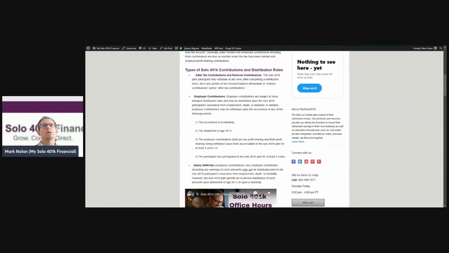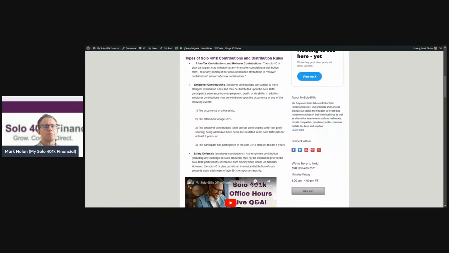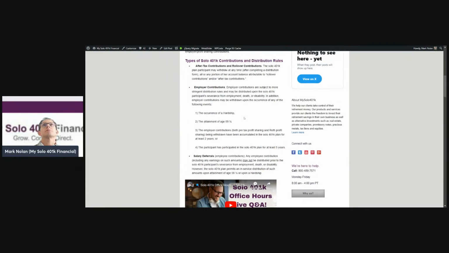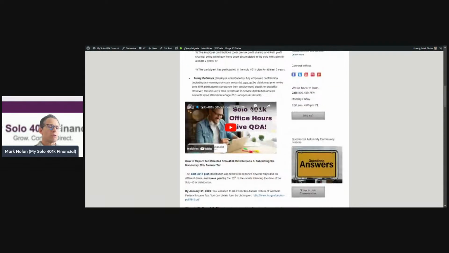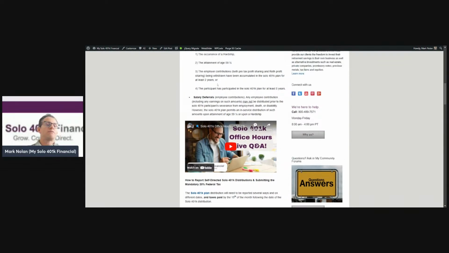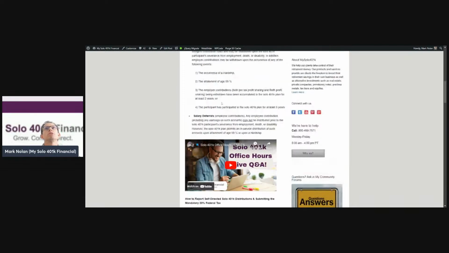Now, there are also subcategories to look at. Let's look at salary deferrals, also known as employee contributions. So let's say you make an annual contribution to your solo 401k plan and you want to take a distribution of those funds. That would be a taxable distribution. Well, in order to take that distribution from that contribution, you're going to have to be either age 59 and a half or no longer self-employed.